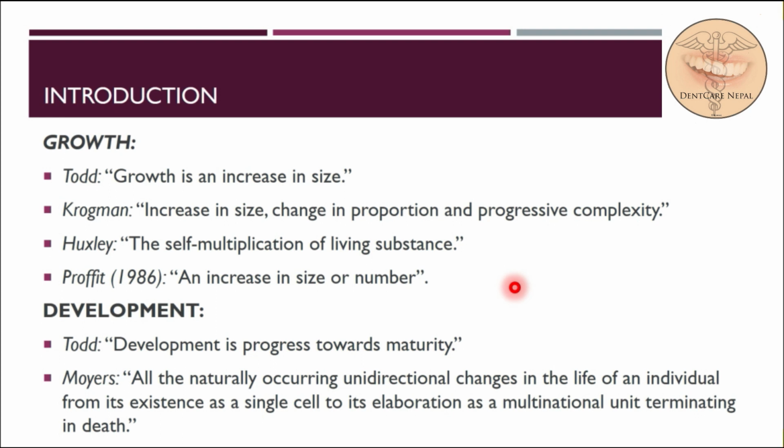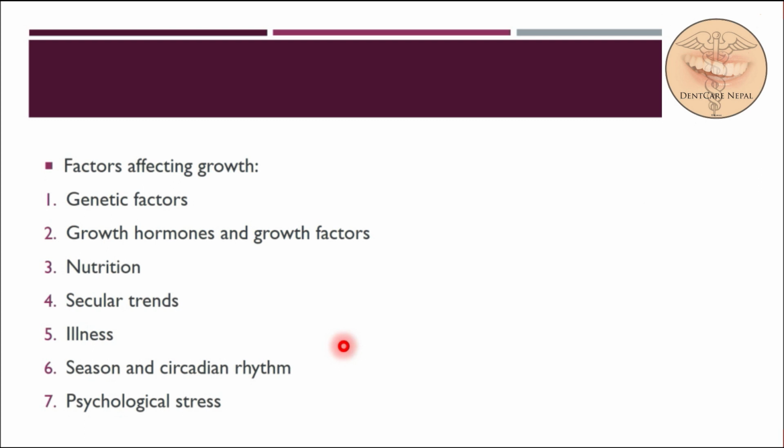Development, on the other hand, is progress towards maturity according to Todd, and according to Moyers, all the naturally occurring unidirectional changes from a single cell to a multicellular unit, terminating in death, that is development.